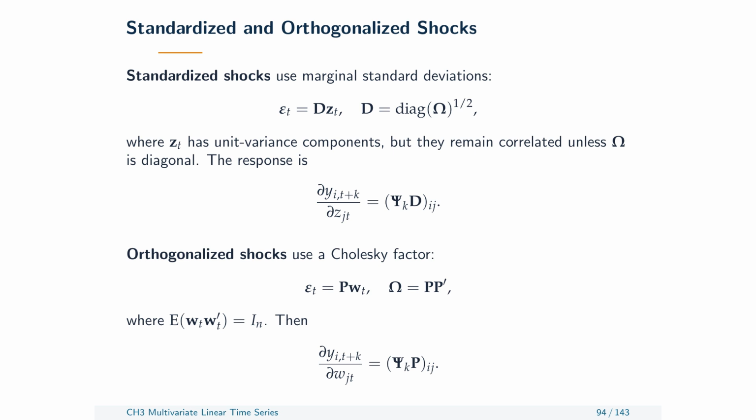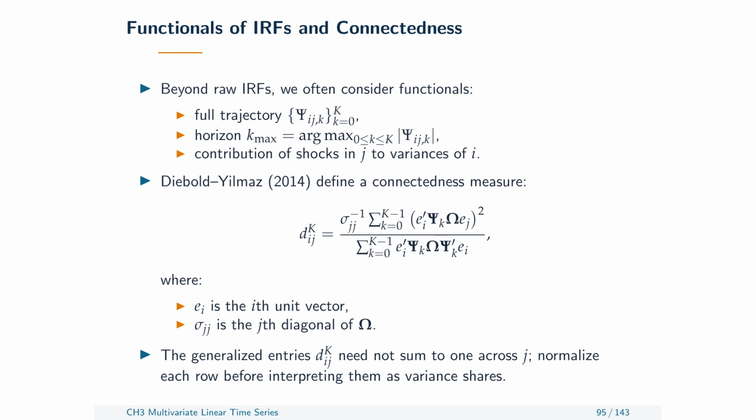We have a few choices and they answer different questions. Raw responses just use the reduced form innovations. If we standardize each one, the shocks become comparable in size, but can still be correlated. A Cholesky step makes them uncorrelated, but only after we commit to an ordering. Generalized decompositions let us skip that ordering, though we then have to normalize the shares before reading them as forecast error variance proportions. Let me stress the theme. Every convention buys clarity at the price of a different assumption.